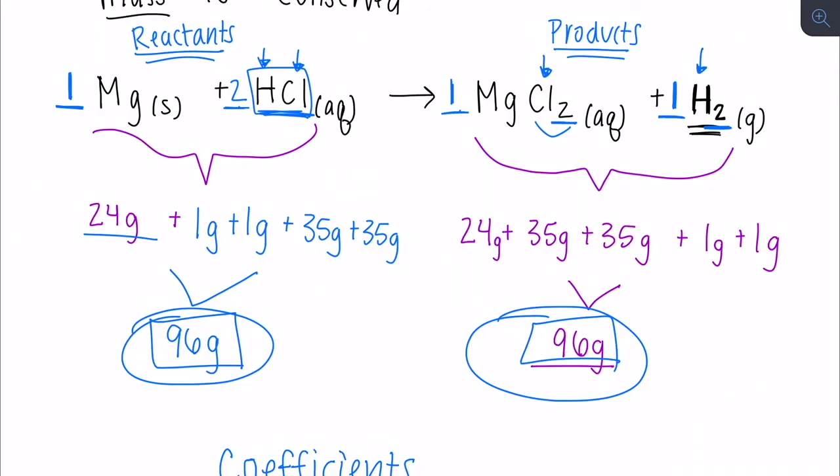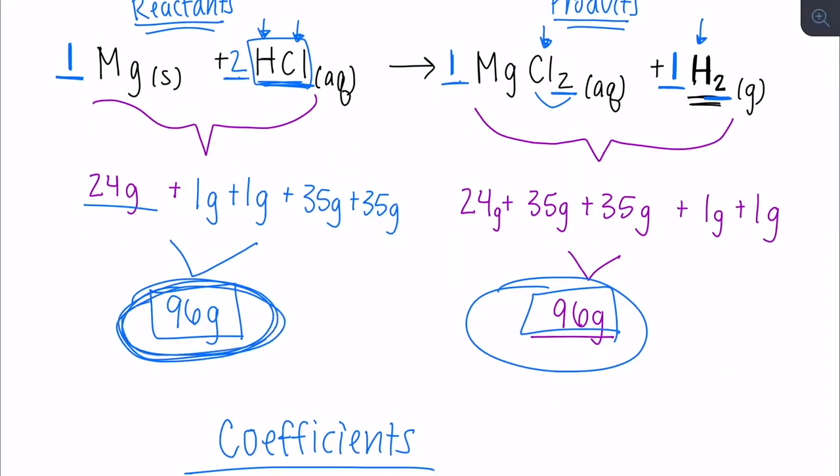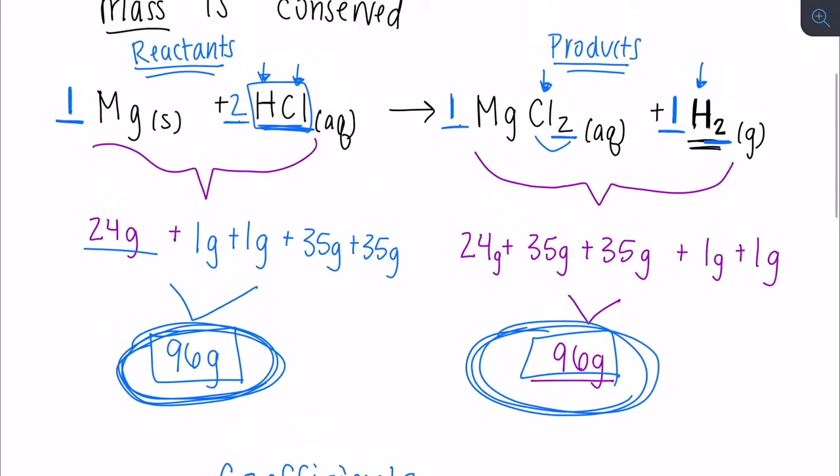When you're balancing chemical equations, conservation of mass can help you verify that you have properly balanced your chemical equation.